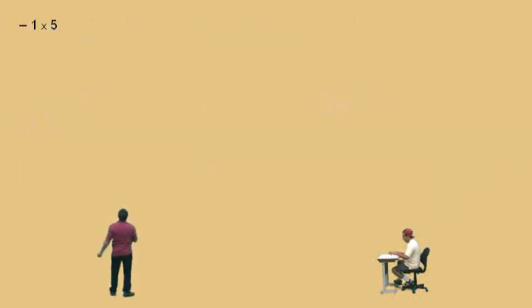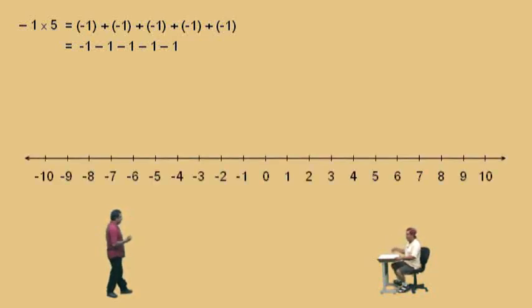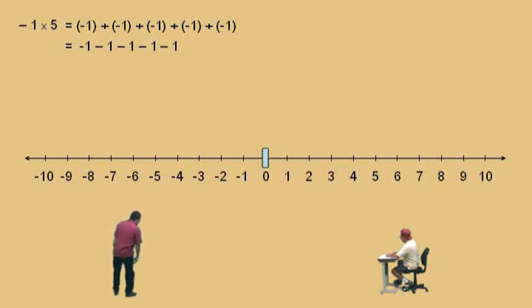Let's do -1 times 5. -1 times 5, Charlie, means what? -1 plus -1 plus -1 plus -1 plus -1. That's right. And remember, it's the same as -1, subtract 1, subtract 1, subtract 1, subtract 1, however you want to look at it. What's our result though, Charlie? -5, that's right.